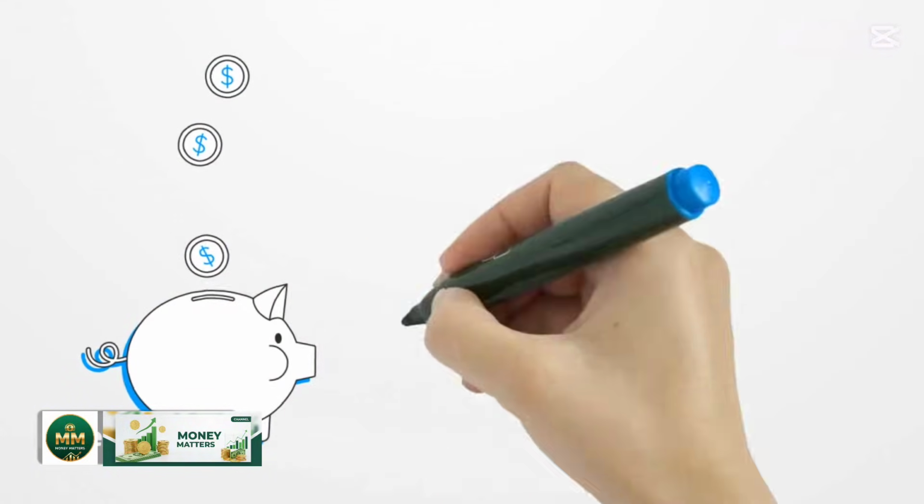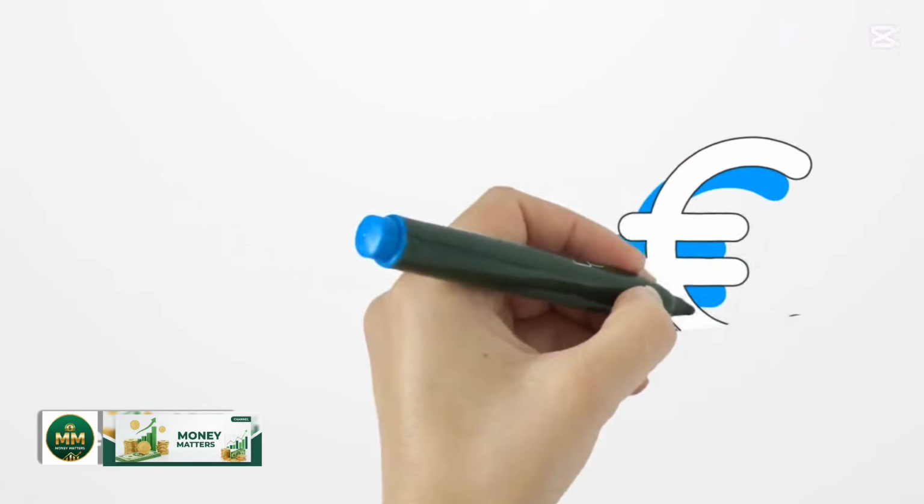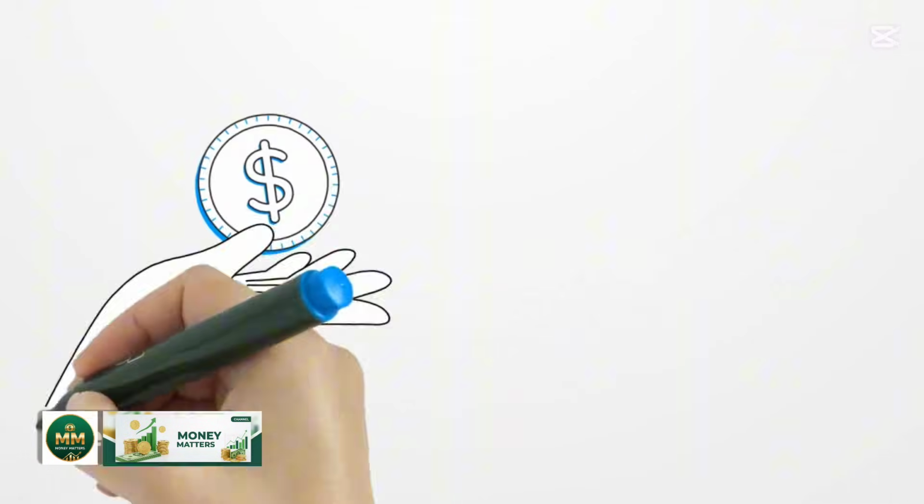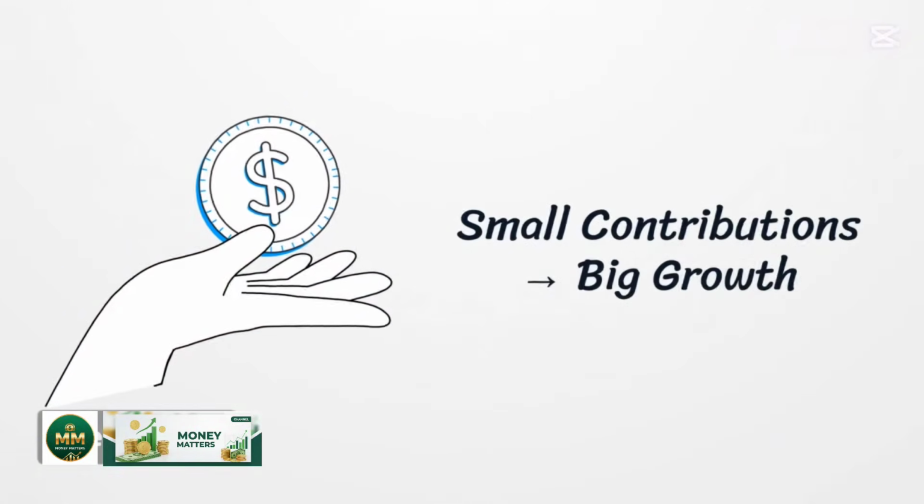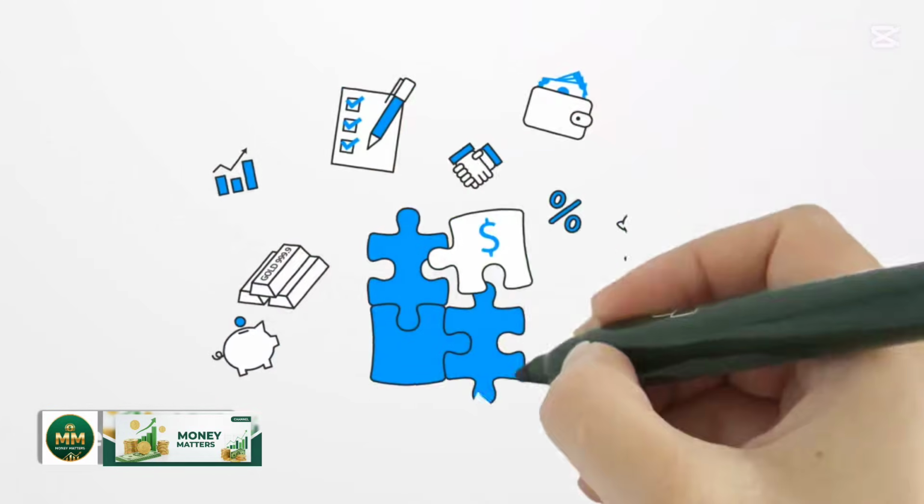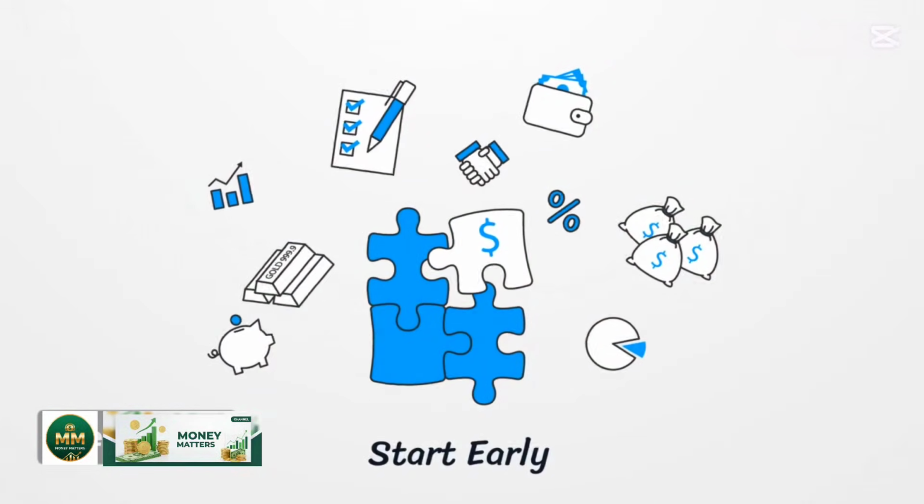Compound interest works best when you start early. The earlier you start saving or investing, the more time your money has to grow. Compound interest multiplies your earnings over time because it earns interest on interest. Even small contributions early on can become significant over years or decades. Delaying saving or investing can mean missing out on substantial growth, so start as soon as possible.